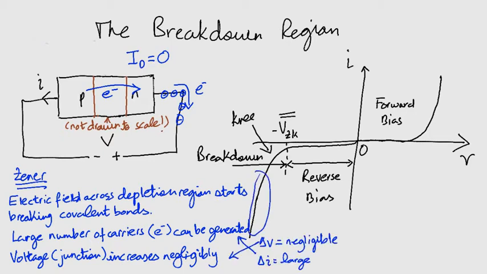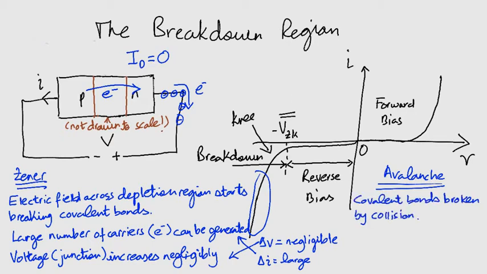In the avalanche effect, the covalent bonds are broken by collision. Part of the kinetic energy is passed on to the newly liberated carriers. They collide with another atom and generate another carrier. This bears resemblance to an avalanche as a large number of carriers are generated this way, supporting any reverse current with a negligible change in voltage drop across the junction. This part is similar to the Zener effect.